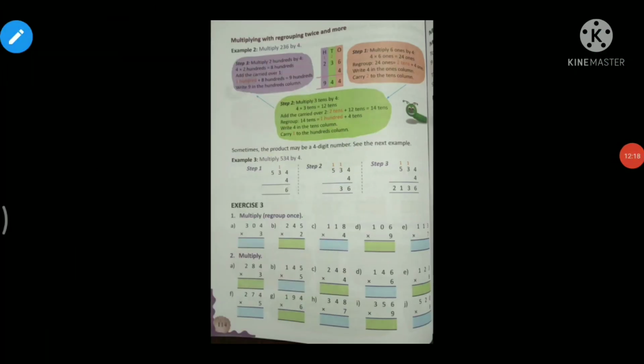Now see exercise 3, page number 114. Question number 1, now you will do in your classwork copy. Here you have to multiply the number by regrouping the ones. So I hope you have understood how to multiply this number, how to regroup the number. So that's all for today. This entire question number 1, that is A, B, C, D and E, this entire question you have to do in your classwork copy. Okay.